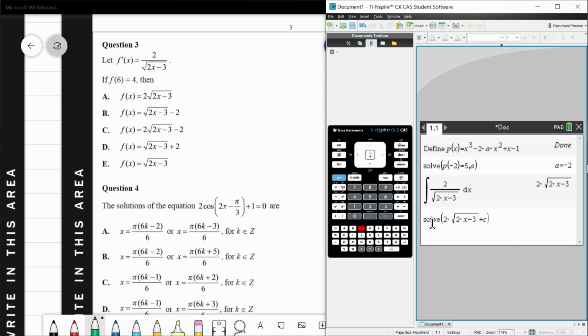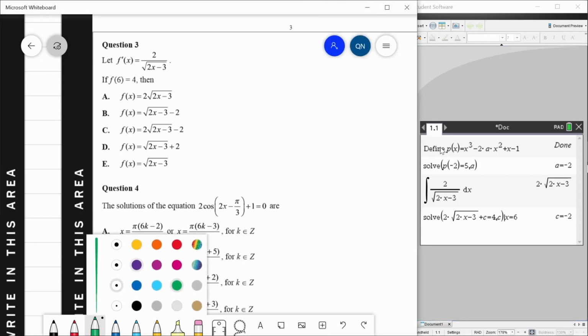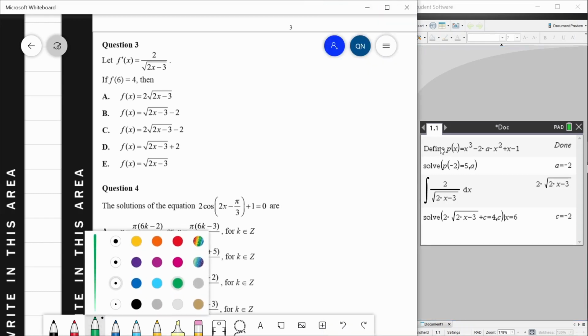And what do we want to solve this for? This function value needs to be equal to 4, so equals 4. We're going to solve this for c, but we want to restrict our attention to x equals 6 because that's what we plug in. So c equals -2, so we want that function with the -2.